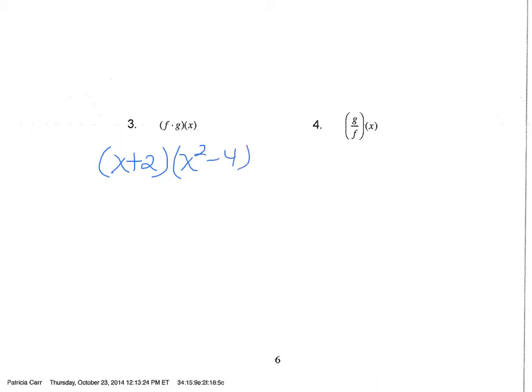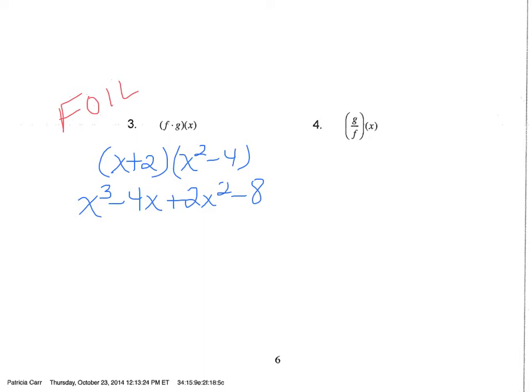I'm multiplying a binomial times a binomial, so I'm going to have to do FOIL. First, outer, inner, last, combine like terms. And I will end up with x times x squared is x cubed. X times a negative 4 is a negative 4x. 2 times x squared is a positive 2x squared. And positive 2 times a negative 4 is a negative 8.